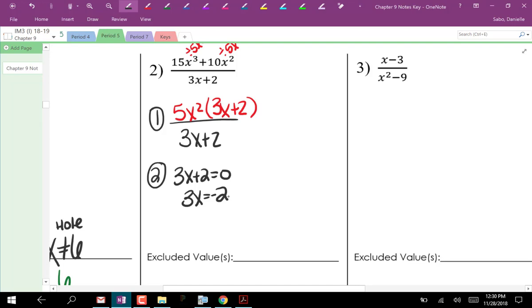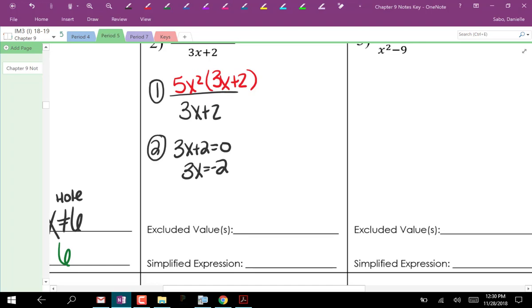Questions there? So I just subtracted 2 to both sides. Then what do I do to both sides? Yeah, I divide by 3. So I get x equals negative 2 over 3. And that is now my excluded value. The bottom, yes. Always the bottom. For excluded values, you always got to just talk about the bottom. That's it.